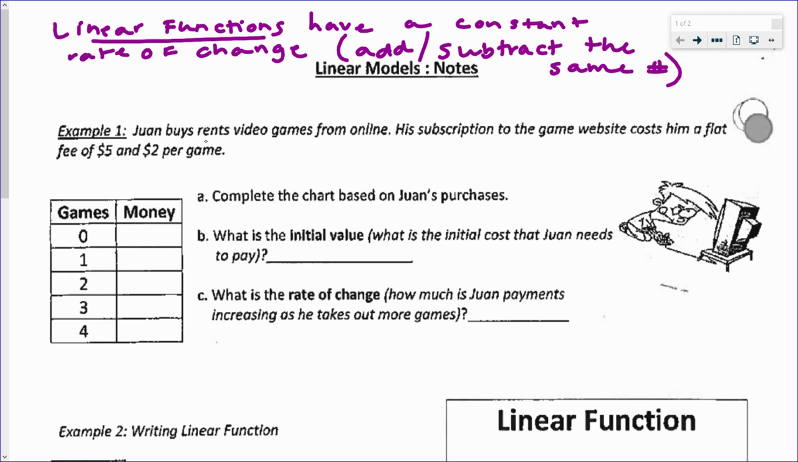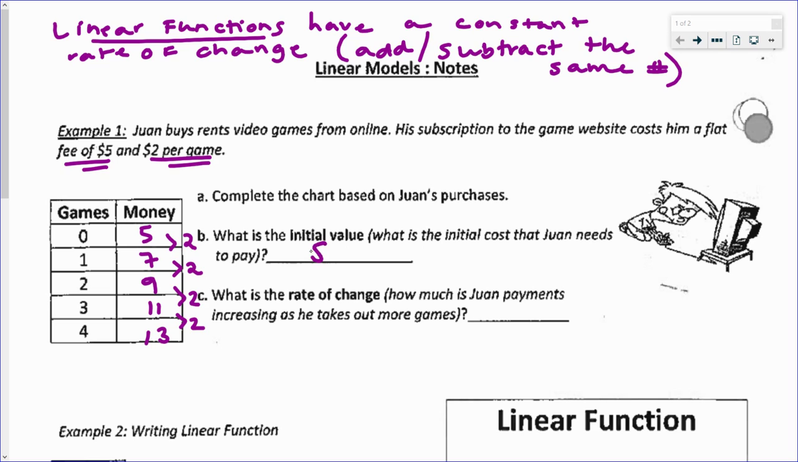So in this example, Juan is renting video games online. His subscription to the game website costs him a flat fee of $5 and then $2 per game. So to start, he has to pay $5 before buying any games. After one game, he's paid $7. After two games, he'll pay $9 in total because each game is going to add $2 to the cost that he has to pay. After 3 games, $2 more is $11. And after 4 games, he's going to have paid a total of $13.